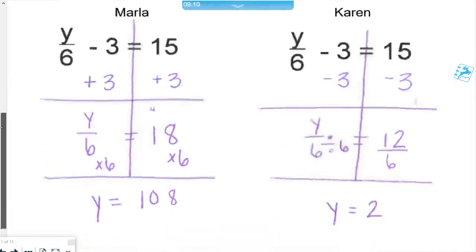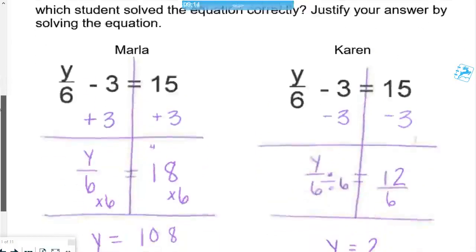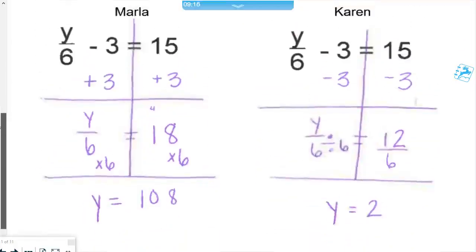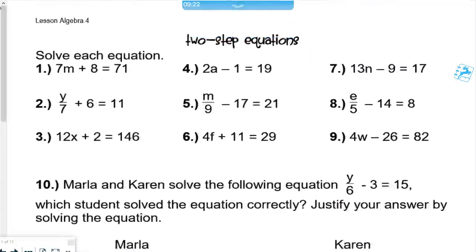So you're going to do this equation. Tell me which kid did it right. Was it Marla or was it Karen? Some of you will be able to tell this right away. Some people may have a little help, but it'll be okay. So let's look at number 1.